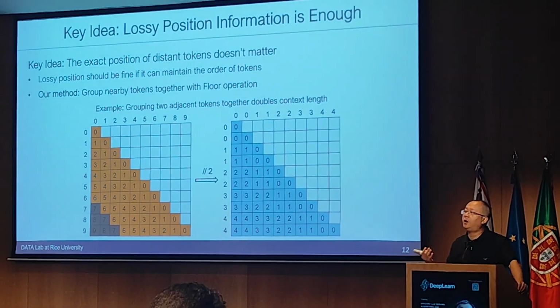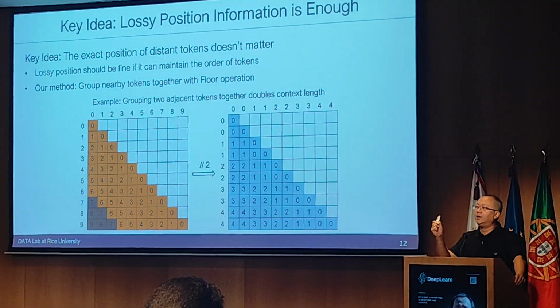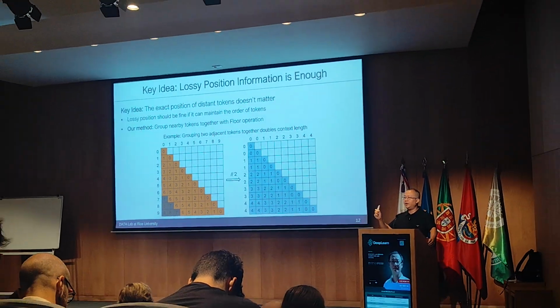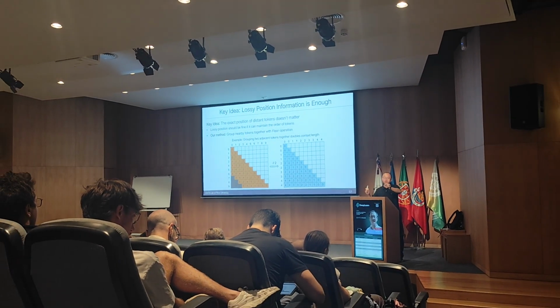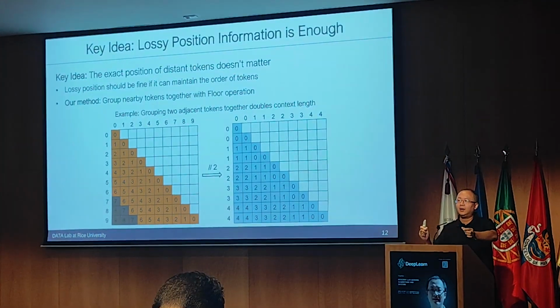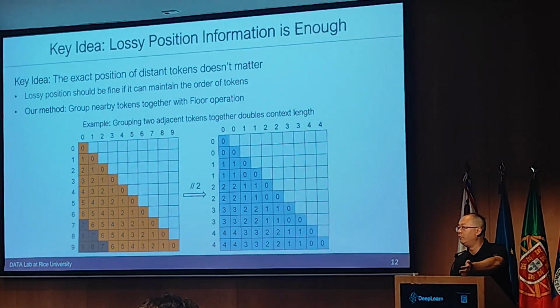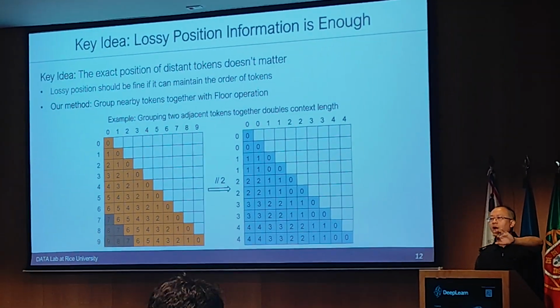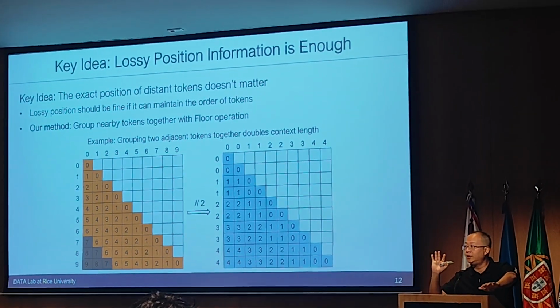Think about how human beings predict the next token. When we write an essay, to write the next token, do we need to remember the exact position of one token that appeared 1,000 tokens away or 900 tokens away? In most cases, it doesn't really matter. As long as we remember that some time ago, I wrote some context like this, that will be sufficient, right?